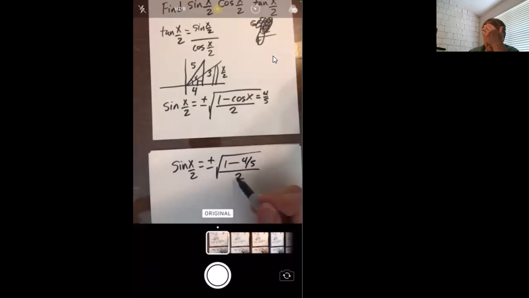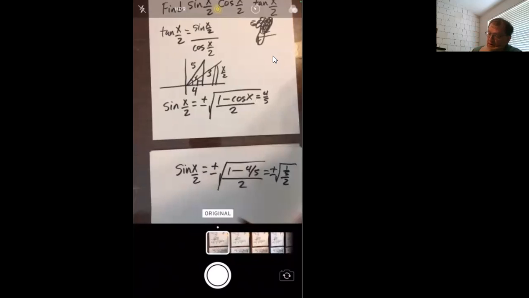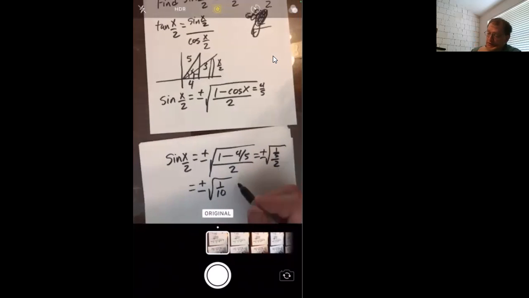And yeah, you can simplify this a lot more. 5/5 minus 4/5 is 1/5, so you're going to have plus or minus big square root of 1/5 over 2. And that's going to be big square root of 1/10, which is going to be plus or minus 1 over the square root of 10. It's hard to know where to quit on this stuff.